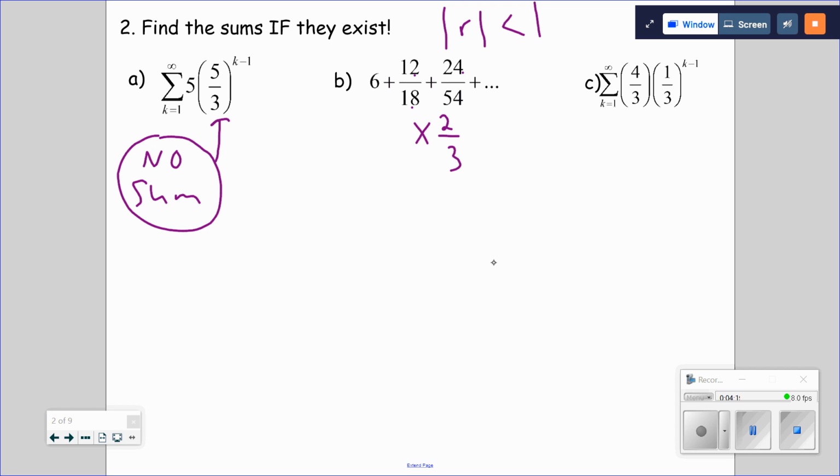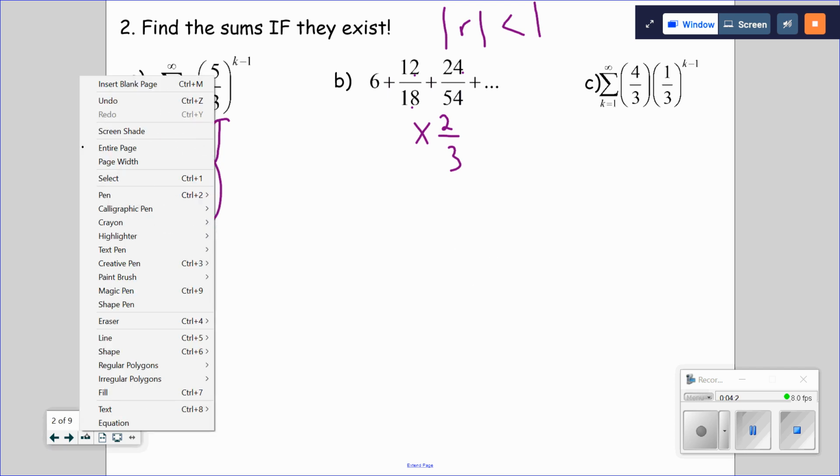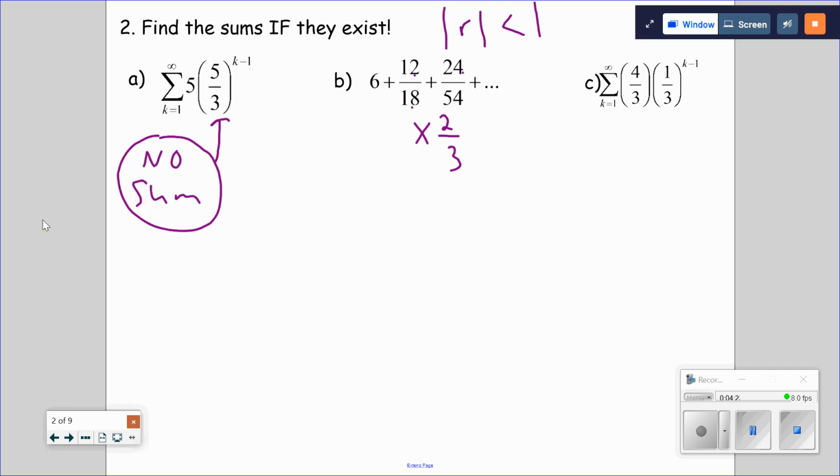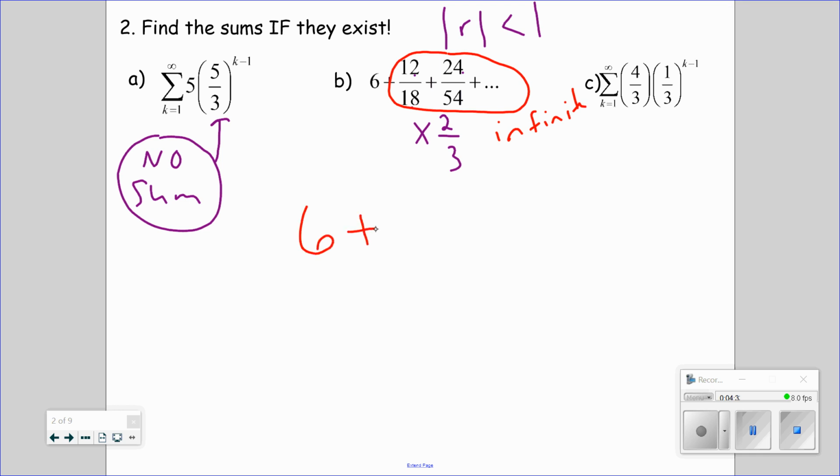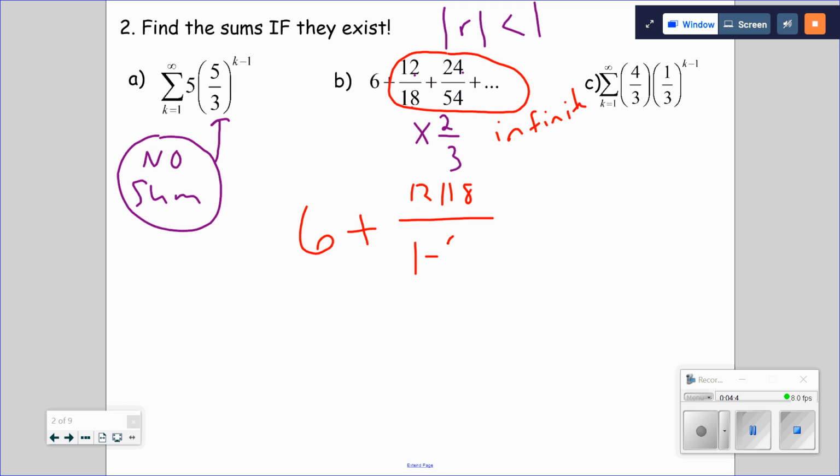So here's what our strategy is going to be. Our strategy is going to be to find this infinite sum in the red circle, and then add the 6 on at the end separately. So I'll just do 6 plus, and now I'll do my infinite sum things. To do infinite sums, you put A1 on top, so 12/18 is my A1, and you put 1 minus R on bottom. 1 minus 2/3 is my bottom.